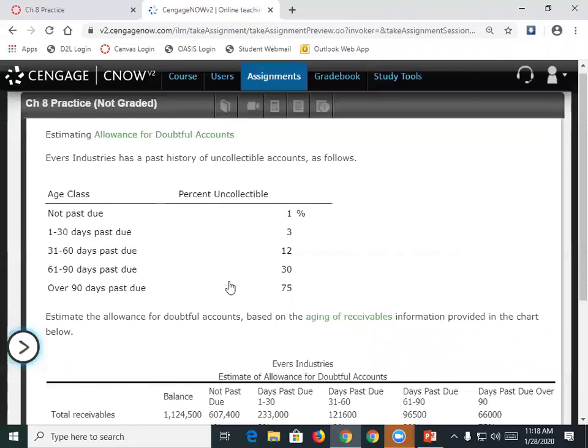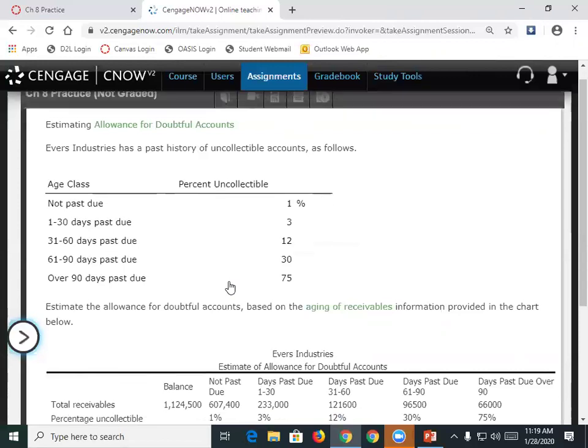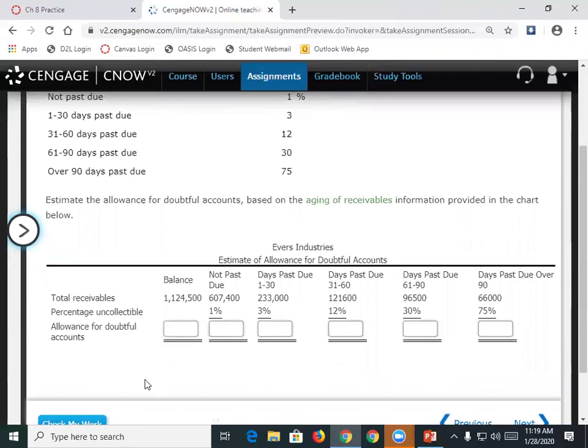So, Ever Industries has a past history of uncollectible accounts as follows. So they give us their aging schedule. So if it's not yet past due, they assume it's 1% uncollectible, 1 to 30, 3%, and so on. Okay, so we're using this percentage information. And then they've actually started the table for us. So it says estimate the allowance for doubtful accounts based on the aging of receivables provided in the chart. So we're going to find this number last.